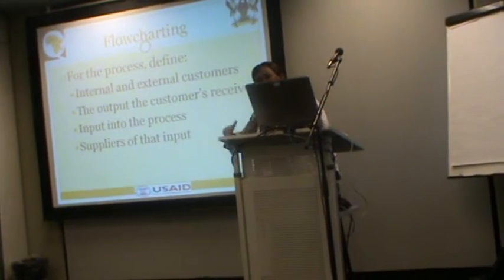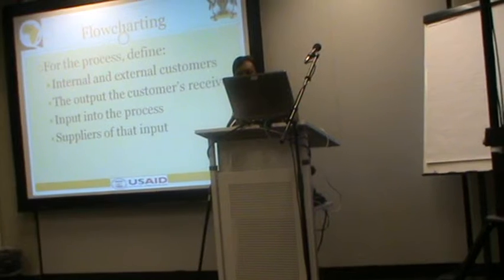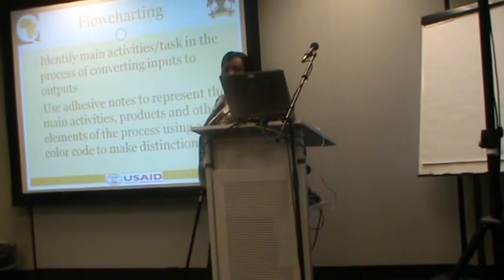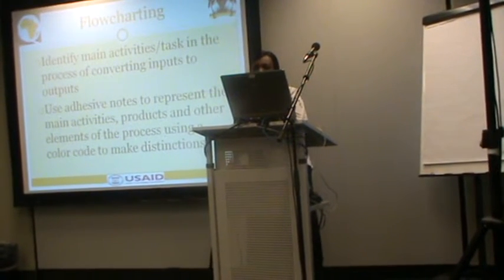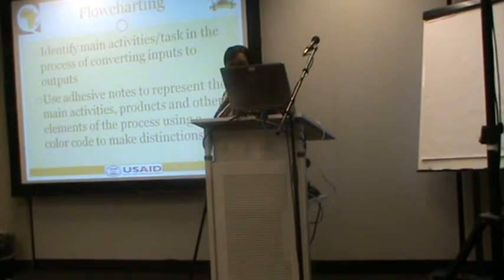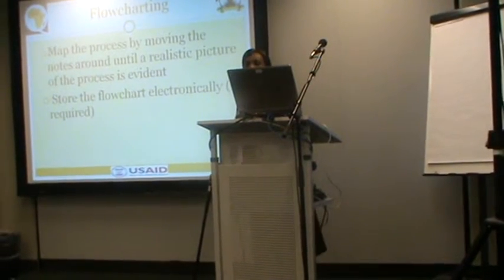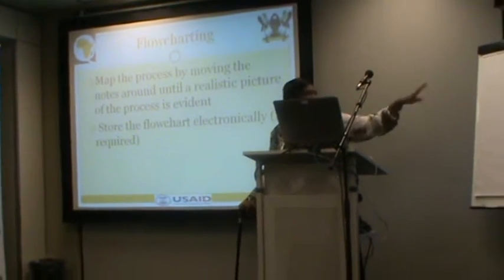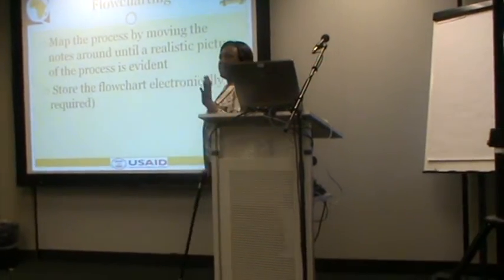What do you do, which is the process? What do you bring out of it? What is it that you offer? That must be understood, otherwise you can't do the flowchart. Identify the main activities, the tasks, the process, the converting of inputs into outputs, and you can use notes or whatever, which I've been asking for since I came here, but I think we'll just end up using the flip charts, because you're going to do this as an exercise. And then you map the process by moving the notes around, or by discussing your flip chart, into a realistic picture. Is this really what obtains?